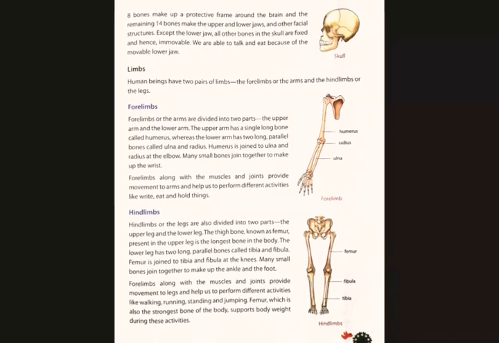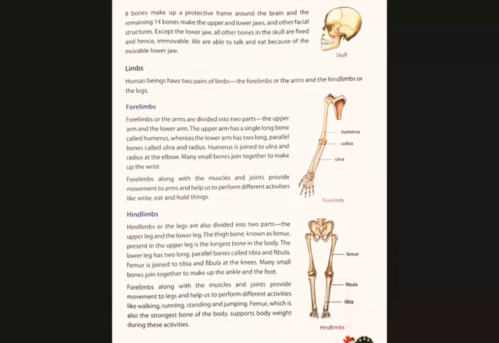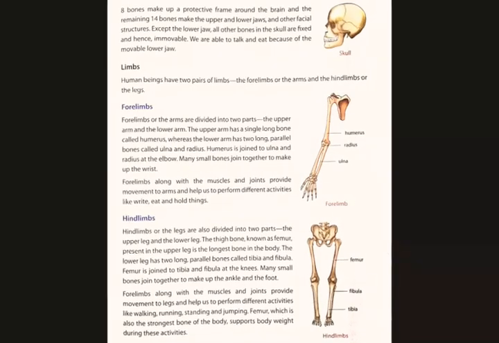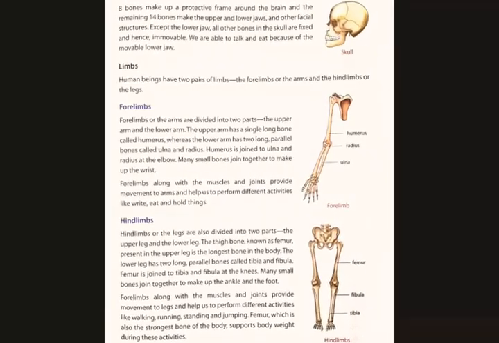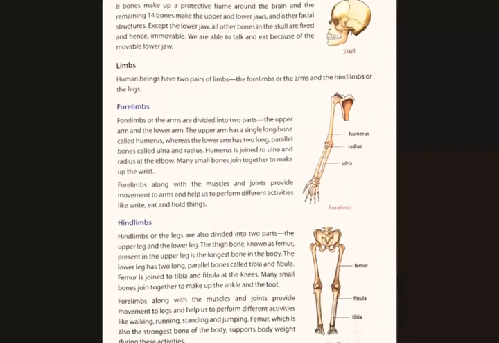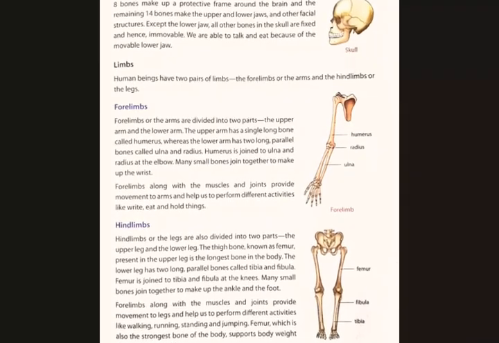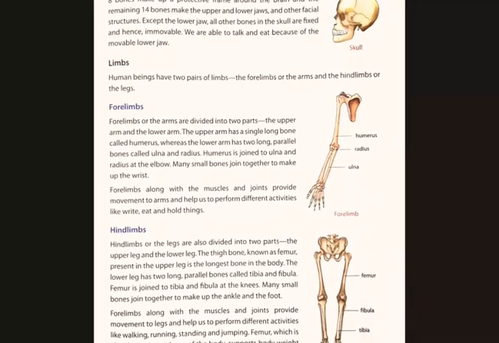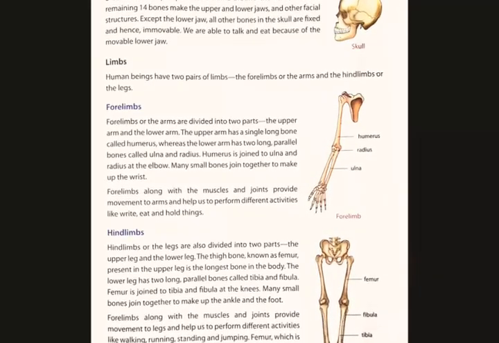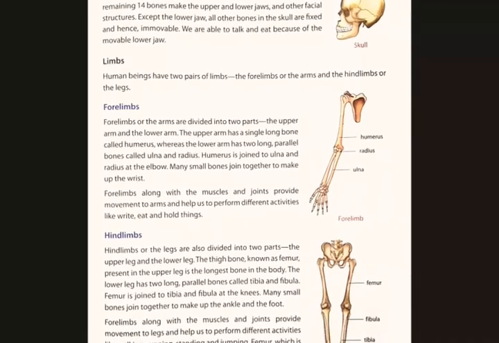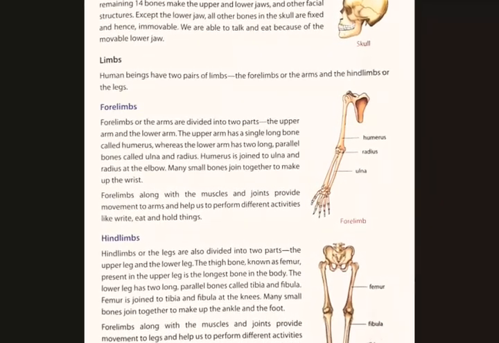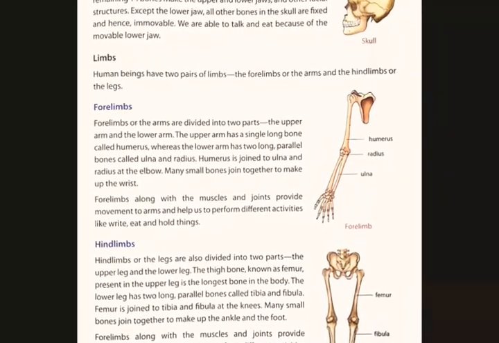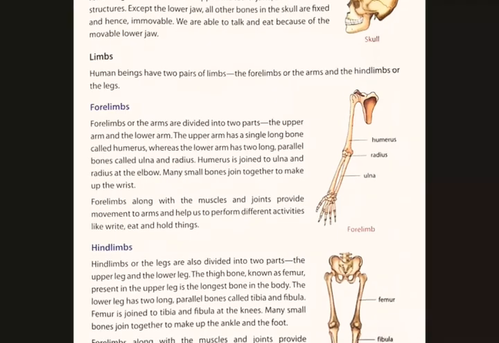Okay, now we are talking about fore limbs. Fore limbs are further divided into two parts. One is the upper arm and the second one is the lower arm. The upper arm has a single long bone called humerus, whereas the lower arm has two long parallel bones. Those are called ulna and radius, which is not mentioned here, but I am telling you. You will find it in your book also.